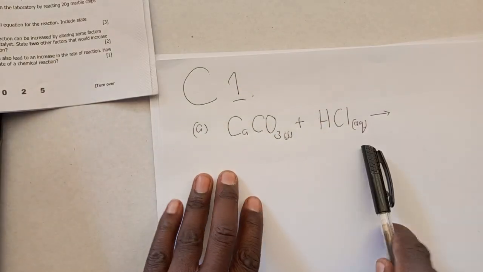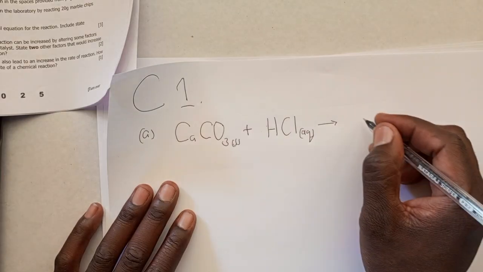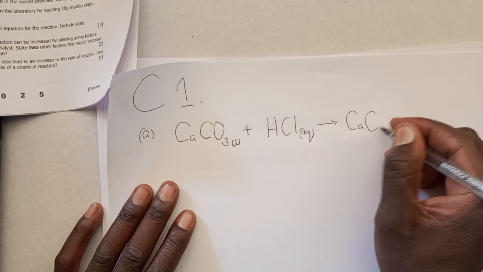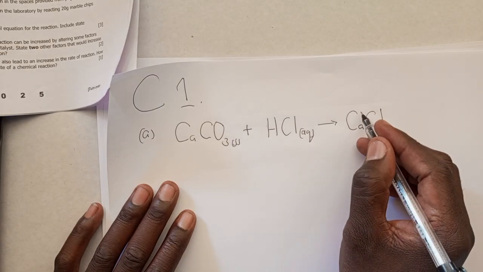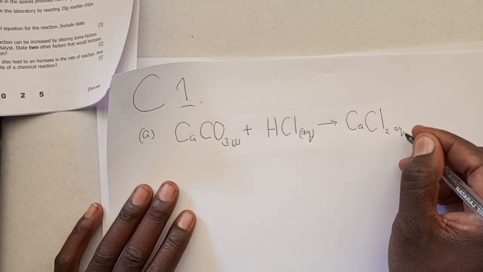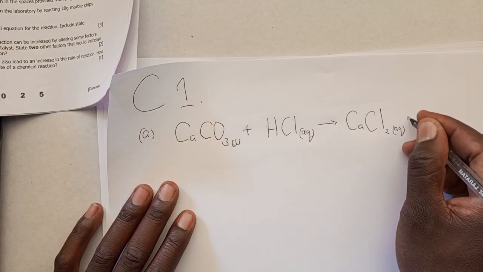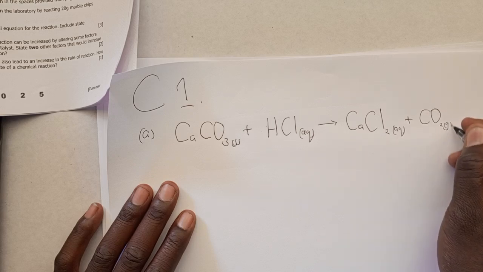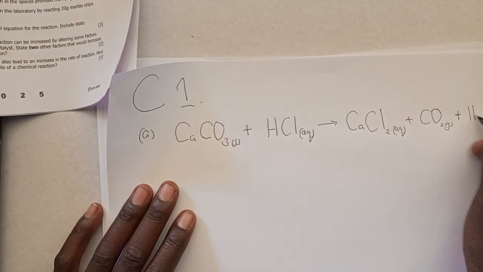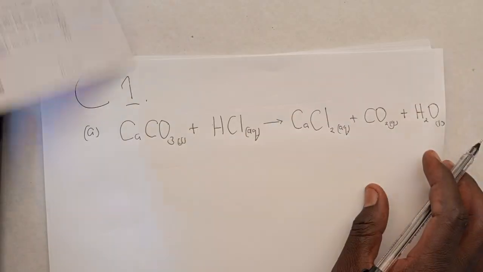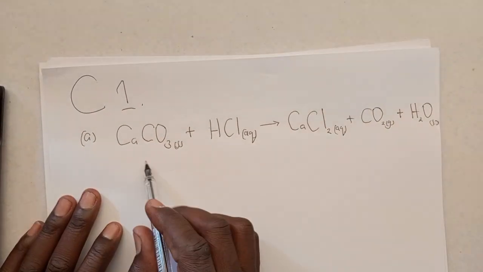So in this case, we're going to have three products, and this will be the salt, which is calcium chloride. Remember, calcium has a valence of 2, chlorine has a valence of 1, so we'll have a 2 here, and this is an aqueous solution, plus carbon dioxide gas plus water in liquid form. So this is the chemical reaction.